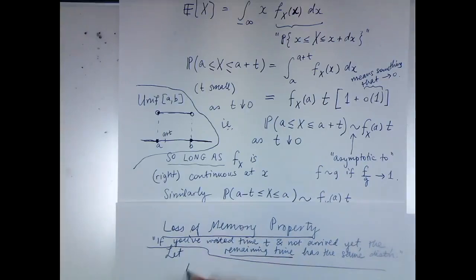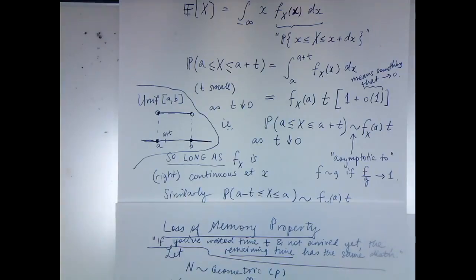So I'll just verify this for you. Let N be geometric p. Okay, so this is the loss of memory property in the discrete setting. We know the chance that N is greater than little n. You may or may not have calculated the CDF of this, but it doesn't really matter. You can do it just by summing up the PDF, the sum over k equals n plus 1 to infinity of, remember, (1 minus p) to the k minus 1 times p.